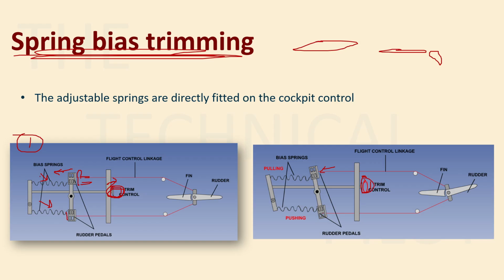Now as the pilot rotates this trim, one spring will be pulling and the other spring will be pushing. So even if the pilot removes his feet now, the rudder pedals will still be in that exact position, right? So the rudder surface will be deflected, but the pilot has to apply no force because the pilot has rotated the trim control. It is a very, very basic method. It's not at all complicated. There are just two springs, one pulling and another pushing, depending on which rudder the pilot is pressing, right? And even if the pilot removes the forces, it is still holding the rudder. So this is your spring bias trimming.